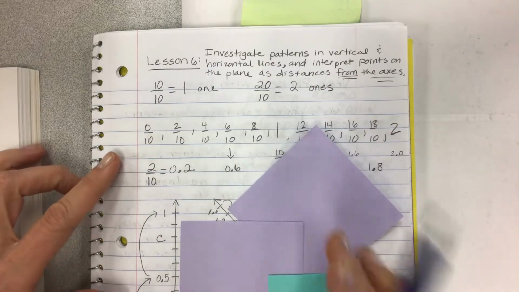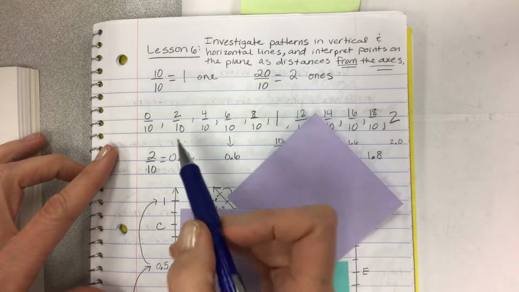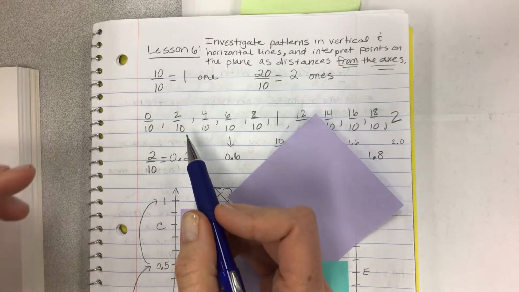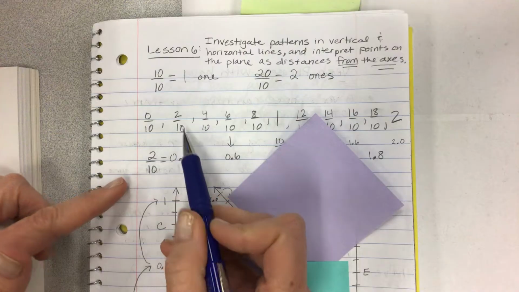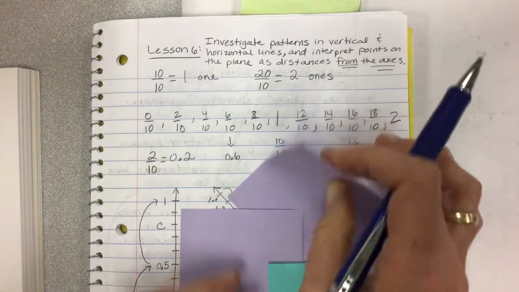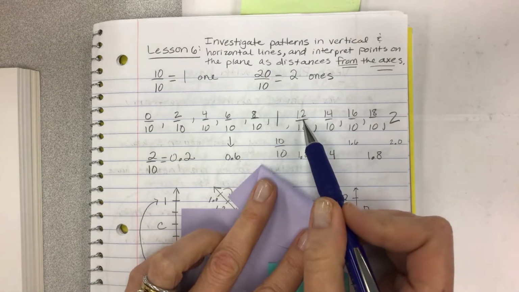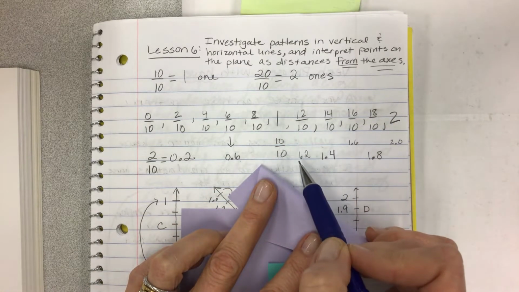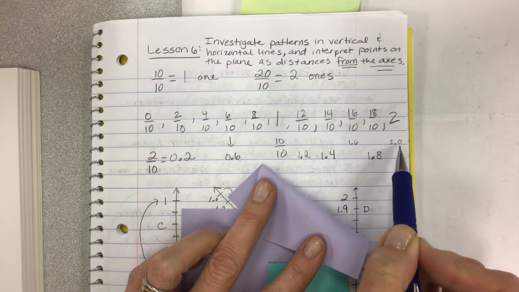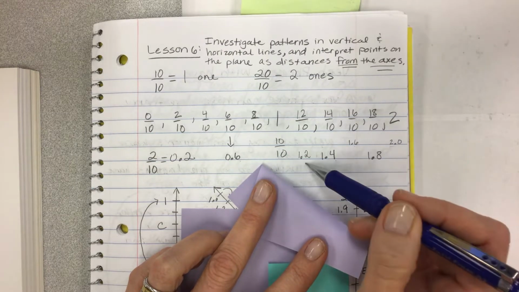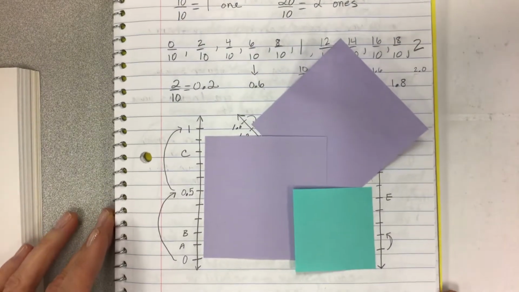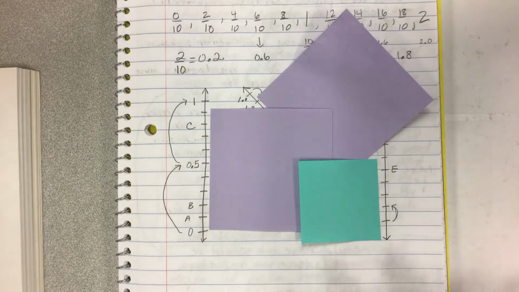Little bitty warm up here. When we talk about fractions, you can interpret them as decimals when they have tenths, hundredths, or thousandths as your denominator. So 2/10 would look like 0.2. 6/10, 0.6. 12/10, if you have double digits, remember it bumps it into the next column. So this would be 12/10, 14/10, 16/10, 18/10, 20/10. Just know that that's going to be part of our lesson today, using decimal fractions to identify numbers on a line.